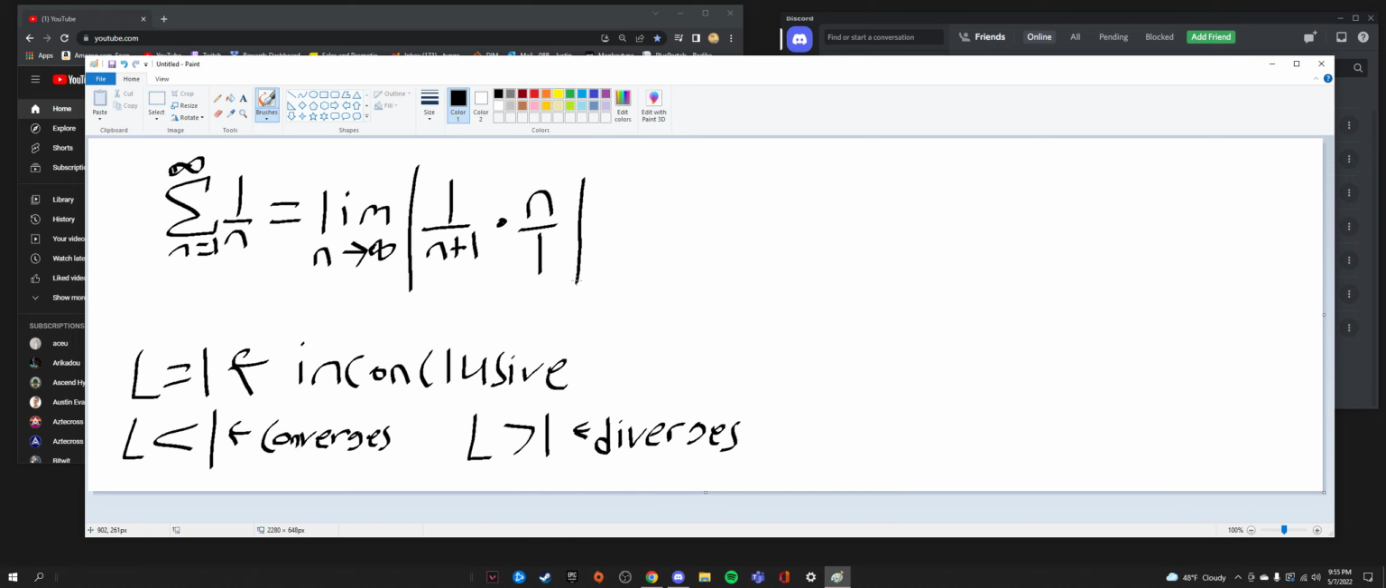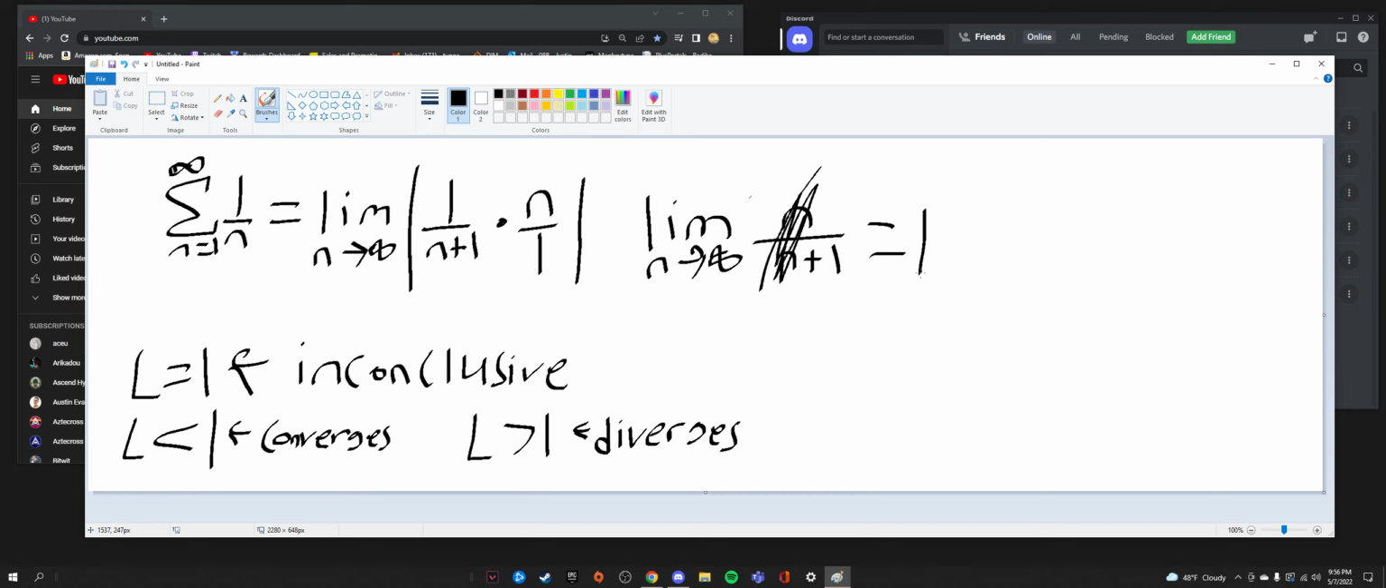And now this is where we do some cancellations. So we would just have n over n plus 1. So this gets us our limit as n approaches infinity of n over n plus 1. And we don't need absolute value bars. In this case, we see that we have n over n. We can cancel these out, and what we're left with is just 1.